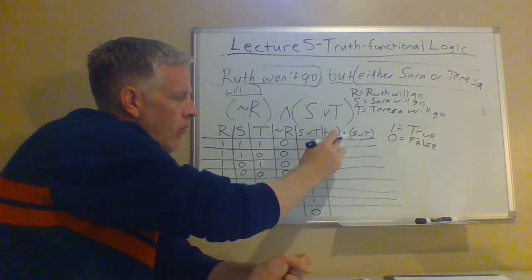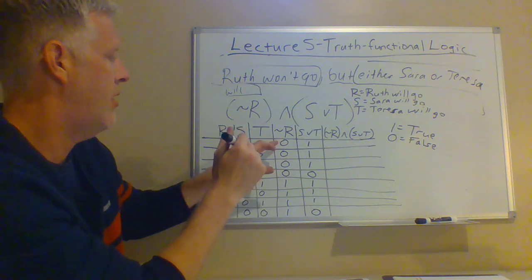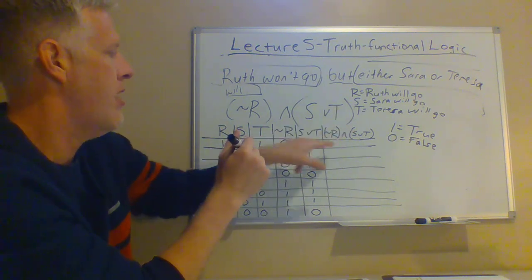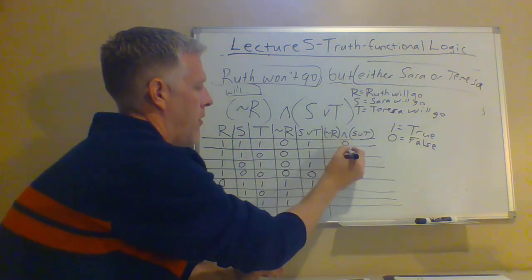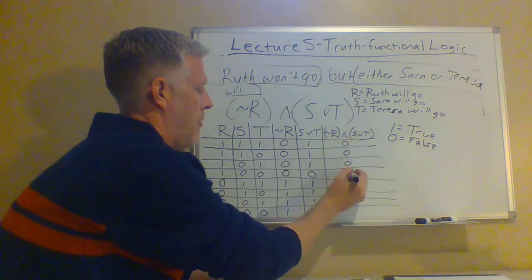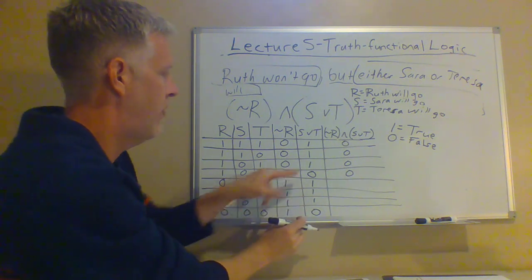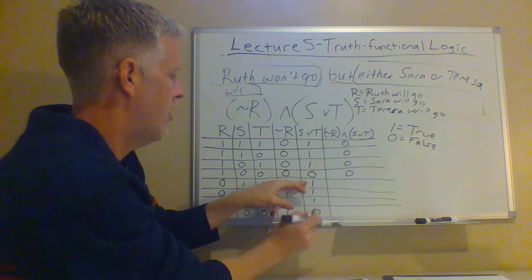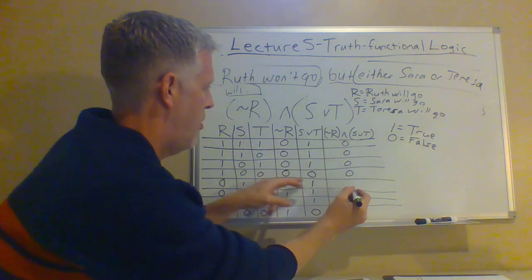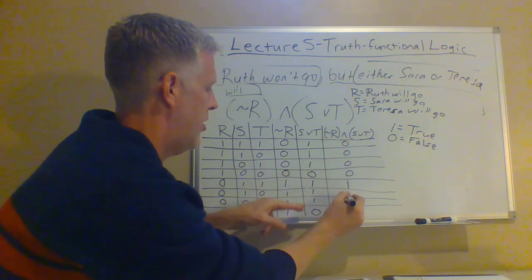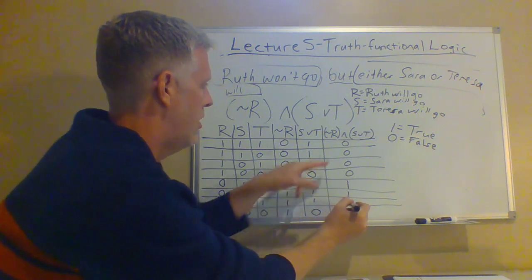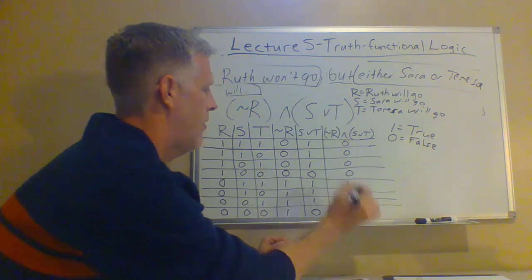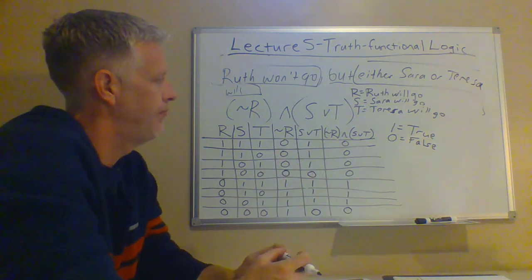Okay, so let's look at not the case that R. Look, in all four of the first scenarios, this is false. So the whole thing is going to be false. Okay, now in the last four rows, not the case that R is true. But what about S or T? So here we go. They're both true in this scenario. They're both true here. They're both true here. But here, well, not the case that R is true, but S or T was false. So that would be false.